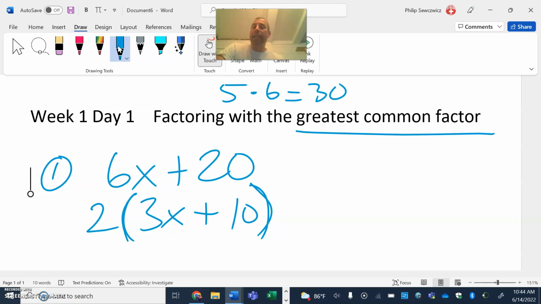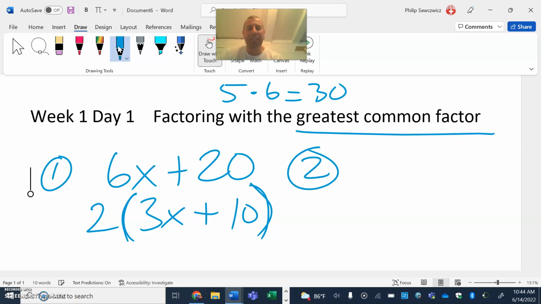Some students view it as the reverse distributive property. Because if we use our distributive property and check it, 2 times 3x does give us 6x. 2 times 10 does give us 20. We know we're safe. Let's try another one here.